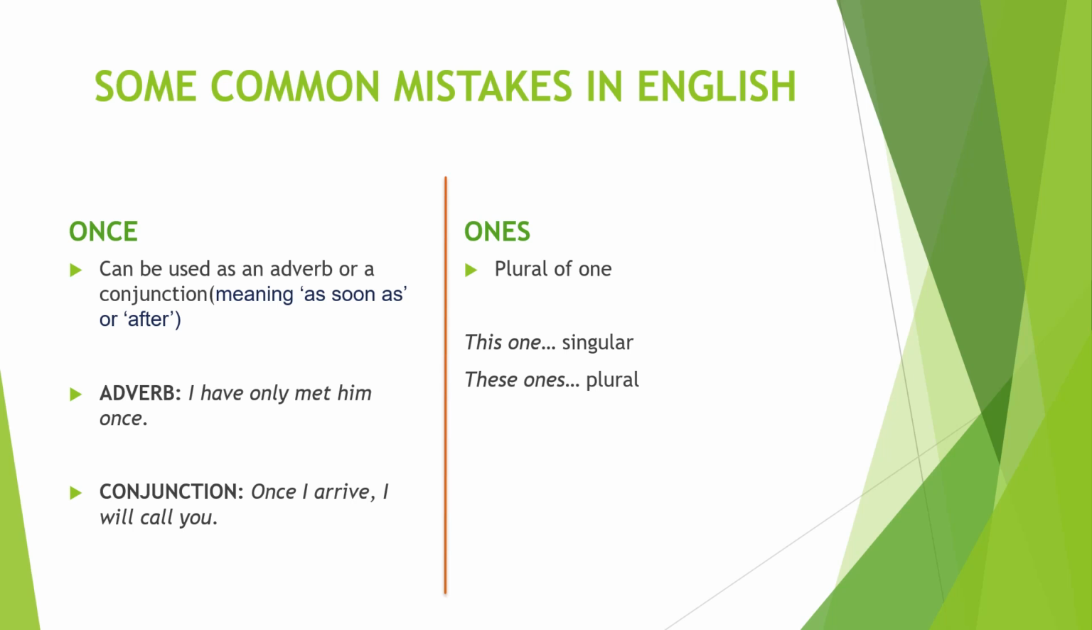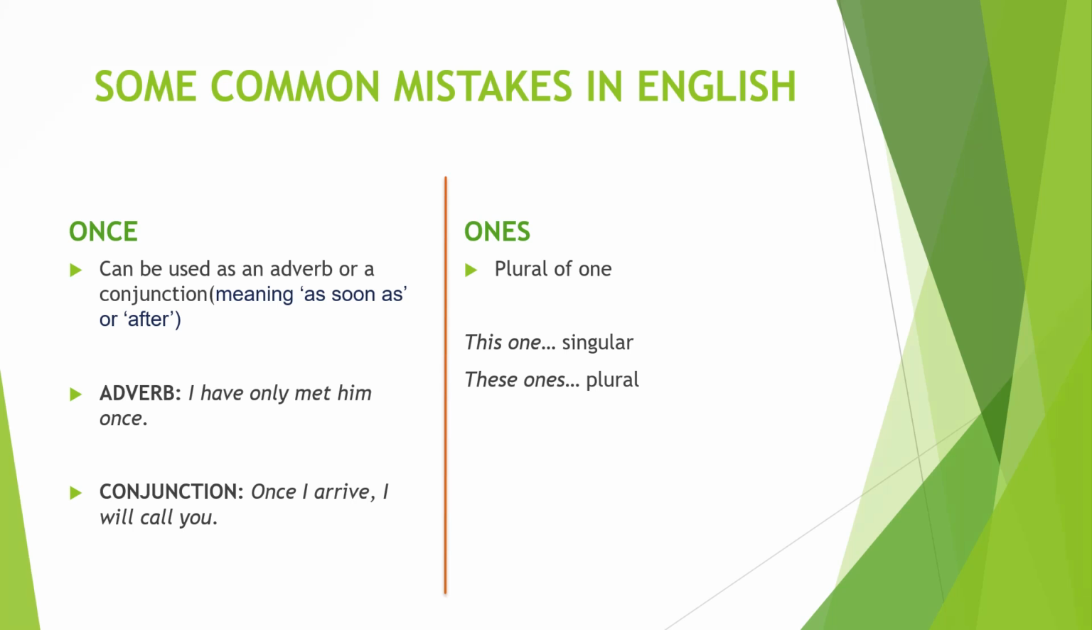And when it is used as a conjunction, we have an example: once I arrive, I will call you, which could mean as soon as I arrive, I will call you, or after I arrive, I will call you. Then we have ones at the right side of the screen, which is spelled differently, O-N-E-S, which is a plural of one, O-N-E. We have this one, which is singular. Then we have these ones, which is plural.